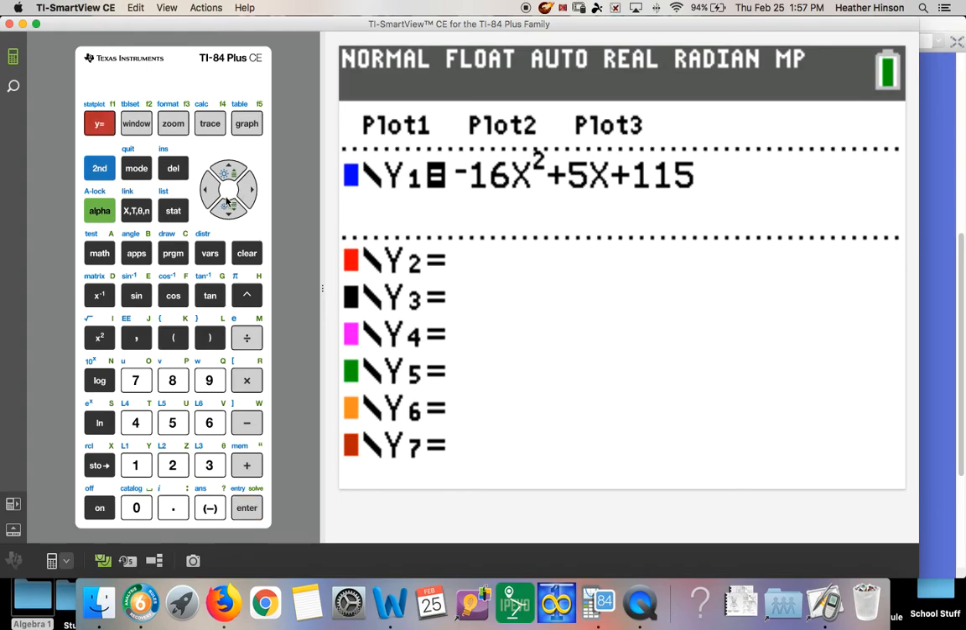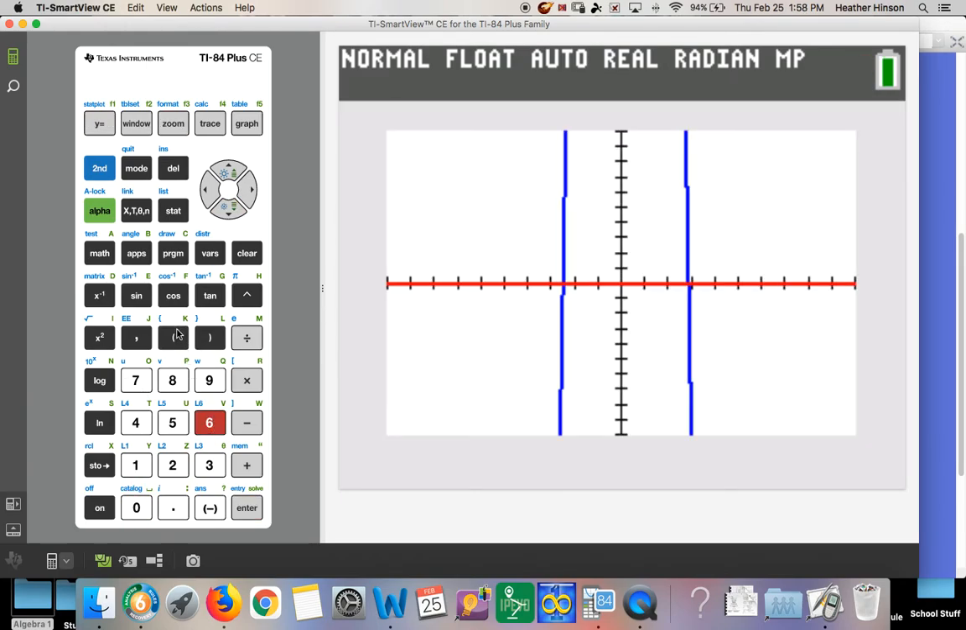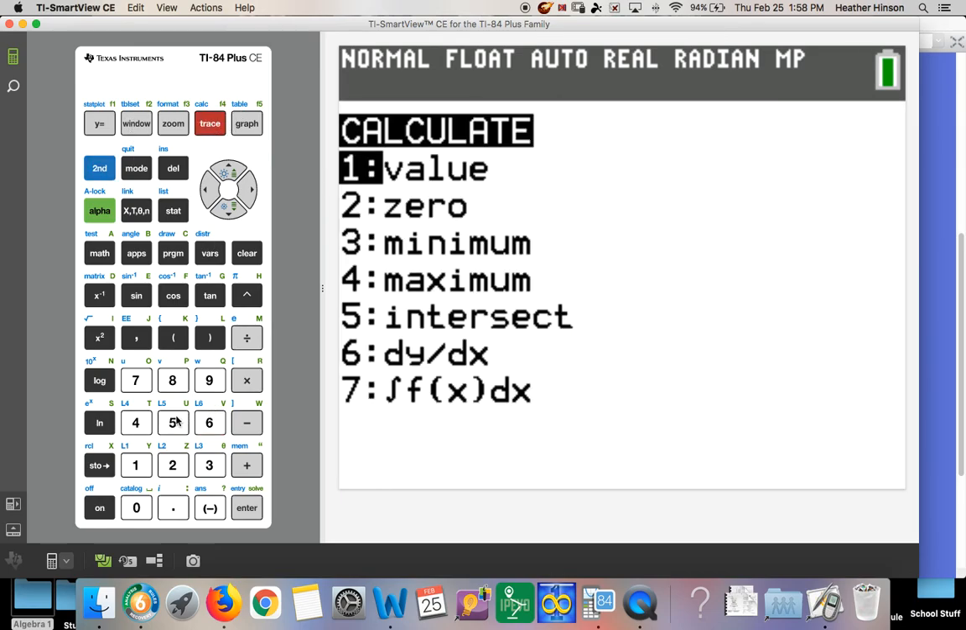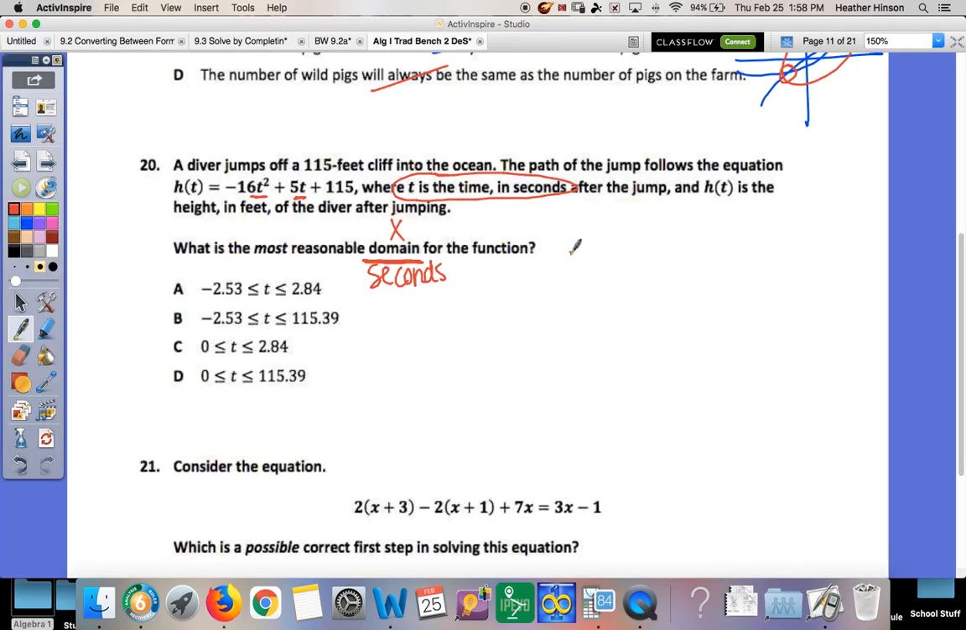So we just have to put 0 in y2. There we go. So figure out where we hit the ocean. It's going to be second trace 5. We want to get that right spot. Where is my cursor? There it is. So our intersection point is 2.84. So that's where she's going to hit the ocean.